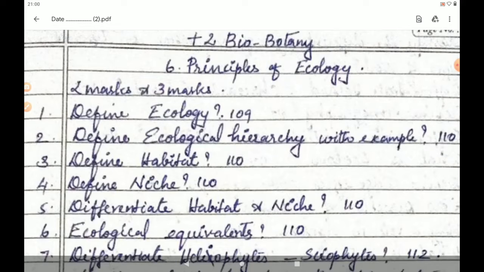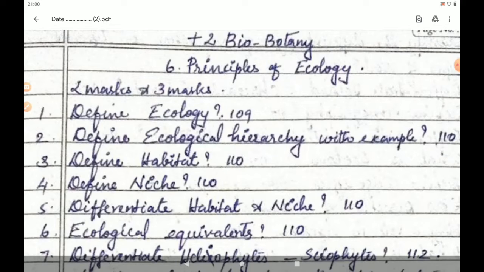The next question, fourth question, define niche. Answer is given in page number 110. An ecological niche refers to an organism's place in the biotic environment, and its functional role in an ecosystem is called niche. Then fifth question, differentiate habitat and niche. It is given in page number 110 in the tabular column. There are 3 differences given in the tabular column. You should write that for habitat and niche differentiation.